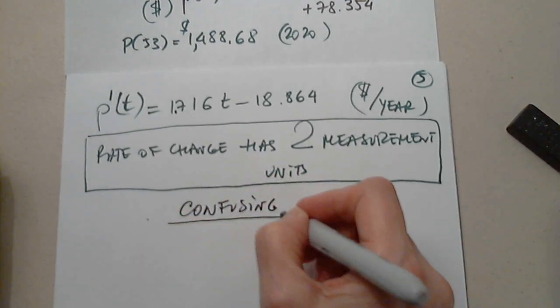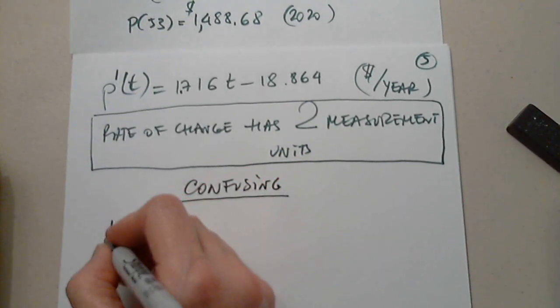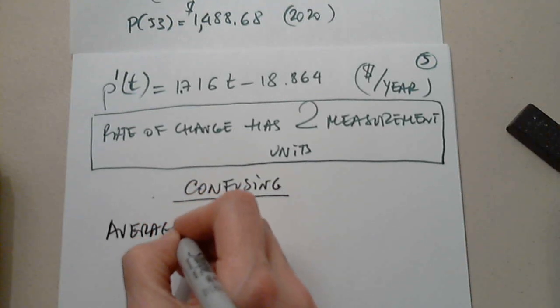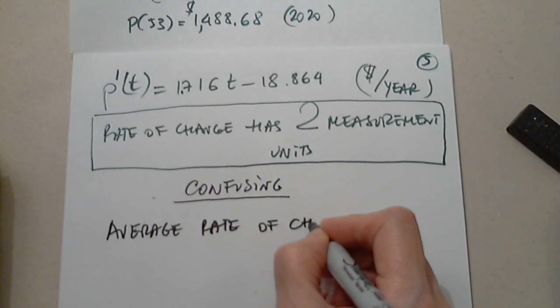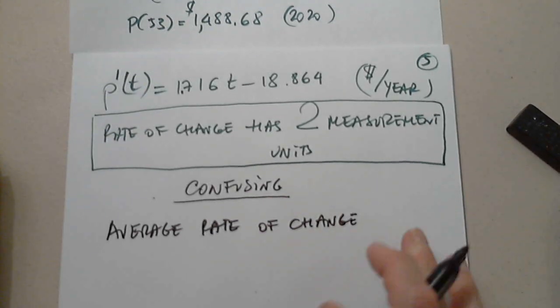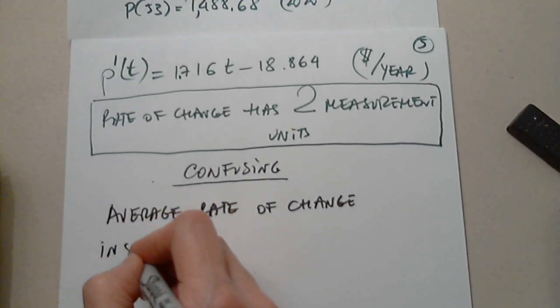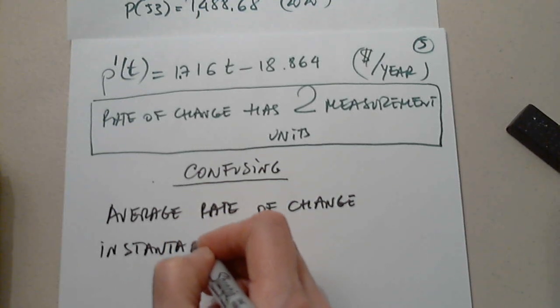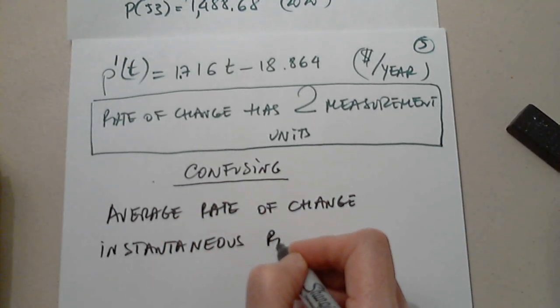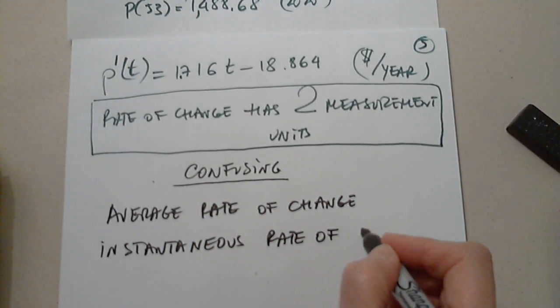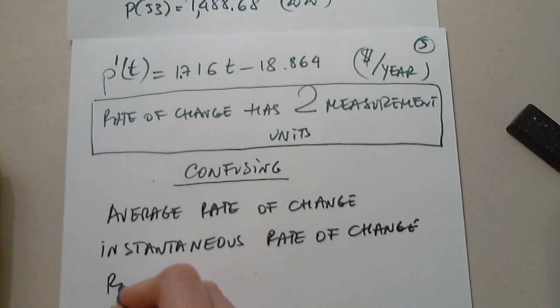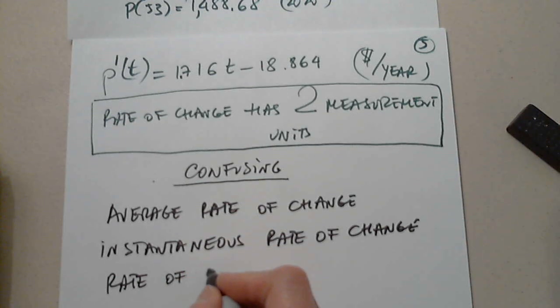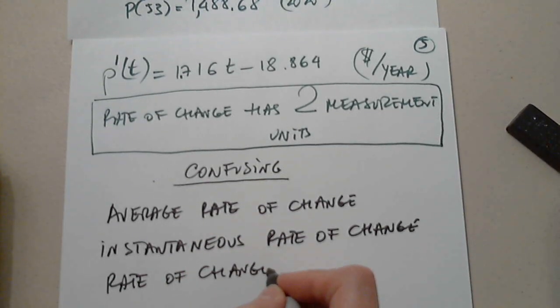So let's talk about that. We have average rate of change. We have instantaneous rate of change. We have rate of change. Which one? What am I doing?